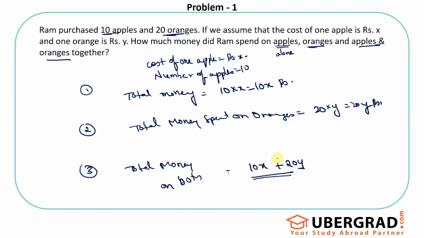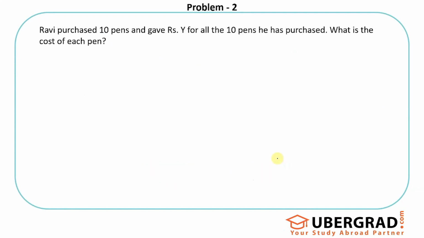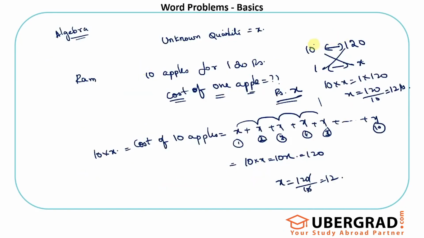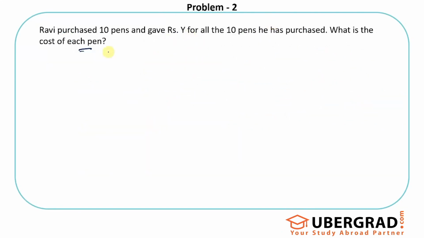Simple questions, but if you're struggling, this helps. So let's try this. Ravi purchased 10 pens and gave Y rupees for all the 10 pens he purchased. Let's say Ravi walked into a shop, saw a pack of 10 pens and said, I want that, and he paid Y rupees for that pack of 10 pens. What is the cost of each pen? That's the question. You can do this way or that way, whichever works. Let me show both.